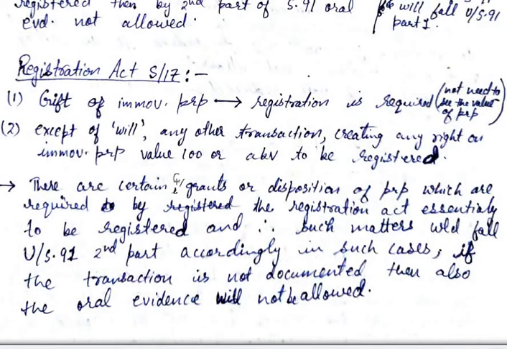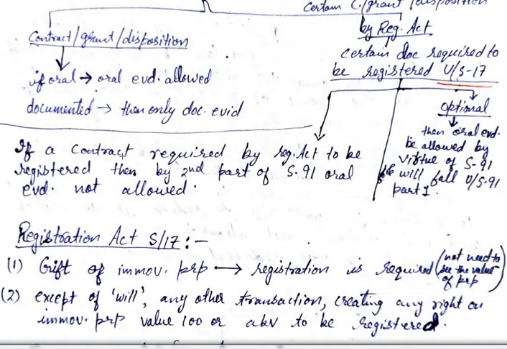There are certain contracts, grants or dispositions of property which are required by the Registration Act essentially to be registered, and therefore such matters would fall under section 91 second part. Accordingly, in such cases, if the transaction is not documented, then also the oral evidence will not be allowed.